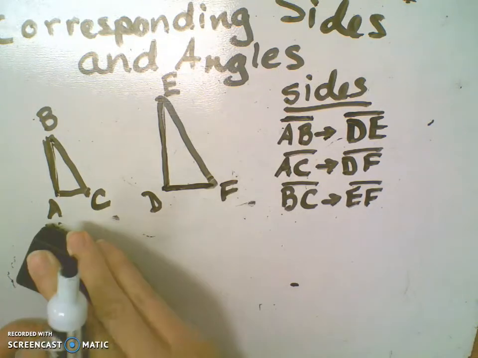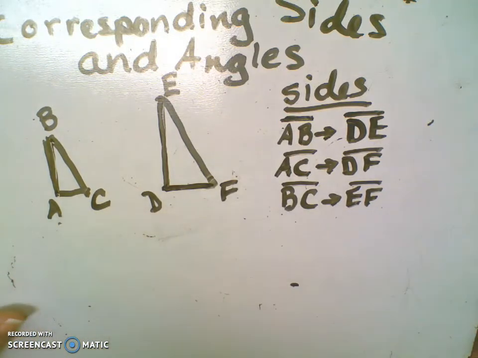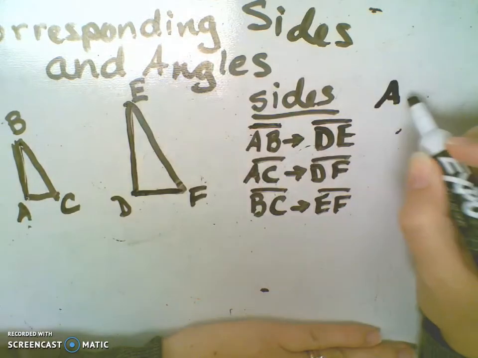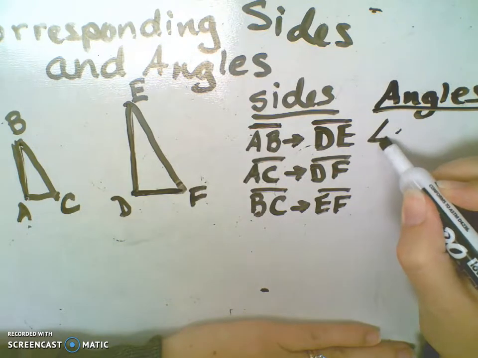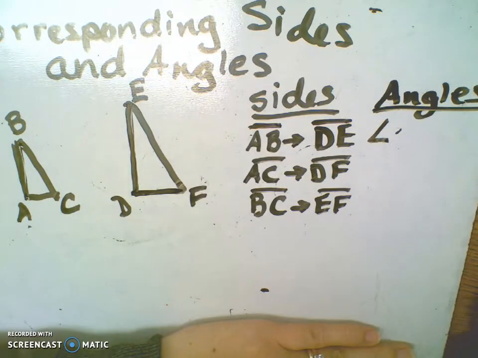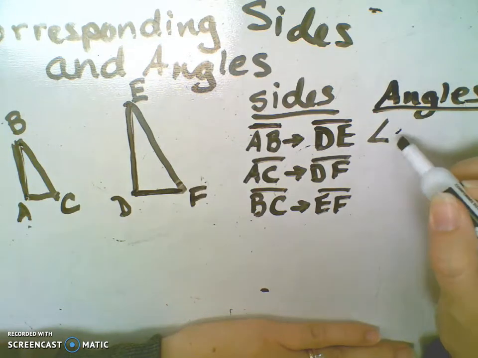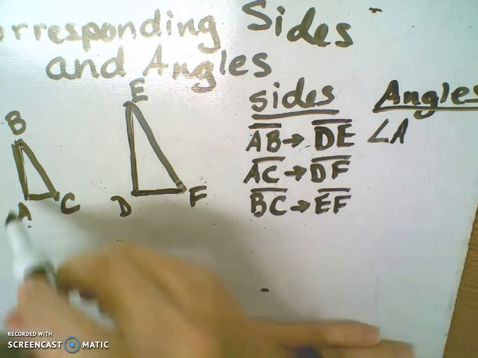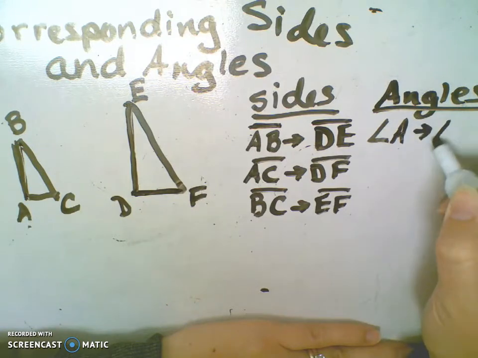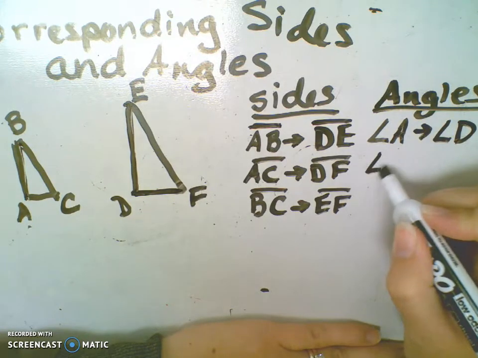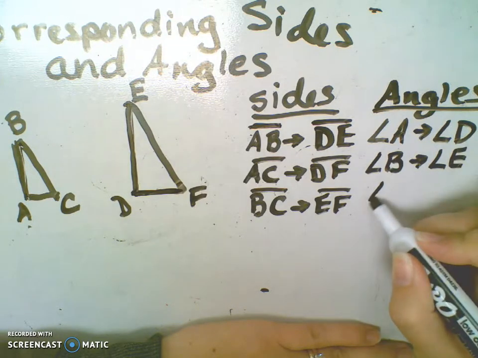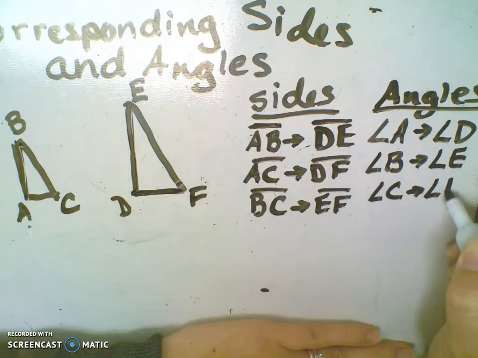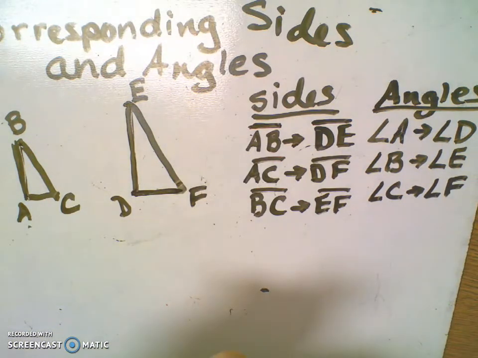Okay, let's talk about the angles and how we write those. So when we have angles, if I have angle A and that little symbol that looks like an upside down 7 right here, that means angle. So angle A right there corresponds to angle D. Angle B corresponds to angle E, and then angle C corresponds to angle F. Okay, so that's about it for corresponding sides and angles.